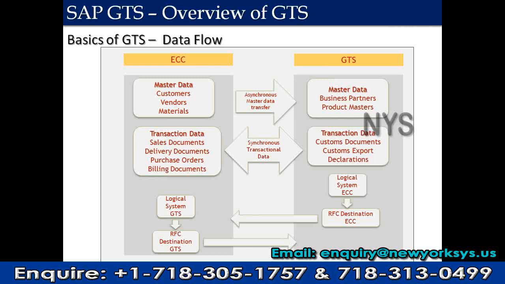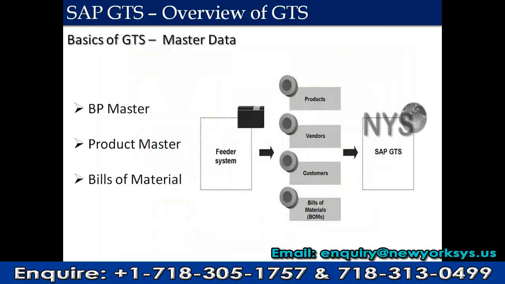Okay, fine. So this is the master data I told you about earlier: BP master, product master, and the bill of material. All these 3 data are important in GTS, and they get transferred to GTS through asynchronous batch jobs.